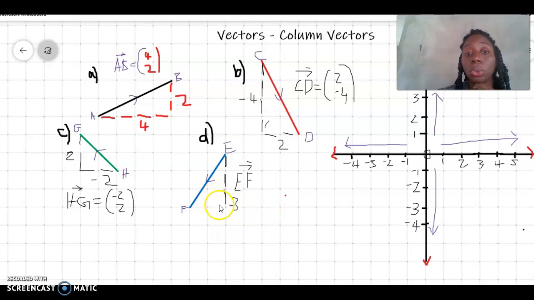Now we will be moving 1, 2 units towards the left, and based on our Cartesian plane, any shift in the left direction is negative. So we would have moved 1, 2 units towards the left. It simply means that the column vector for E to F is -2 and -3.